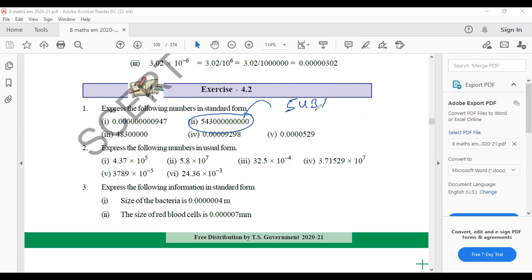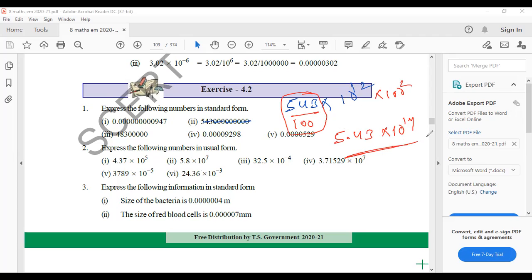543 times 10 to the power of how many? Count all the zeros: 3, 6, 9, and then 12. So it is 10 power 12. But you want 5.43, so you divide by 100 and multiply by 100. That means 543 times 10 power 12 becomes 5.43 times 10 to the power of 14. This is the correct answer.